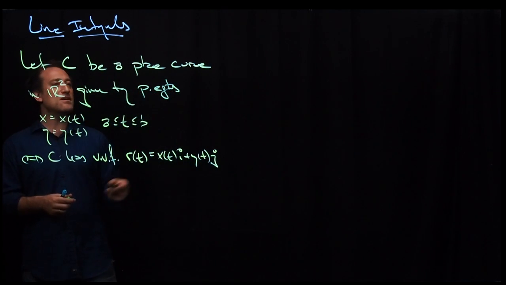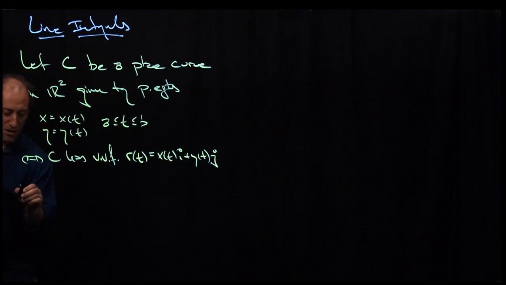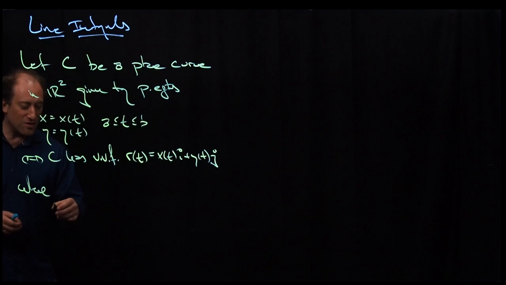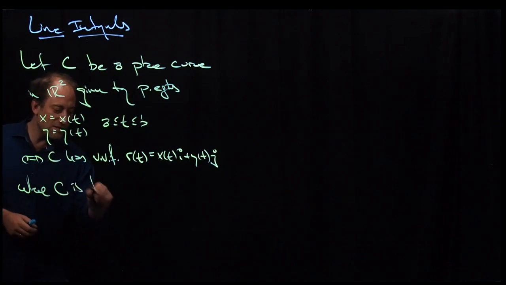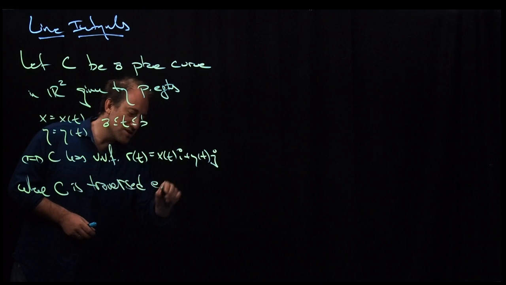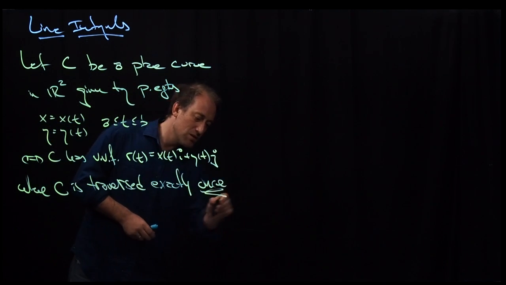So let C be a plane curve given by these parametric equations, or vector valued function, or position vector, where C is traversed exactly once.